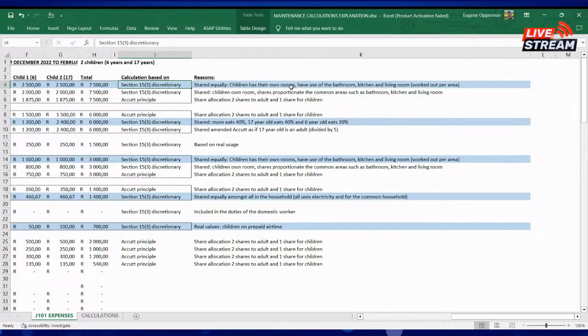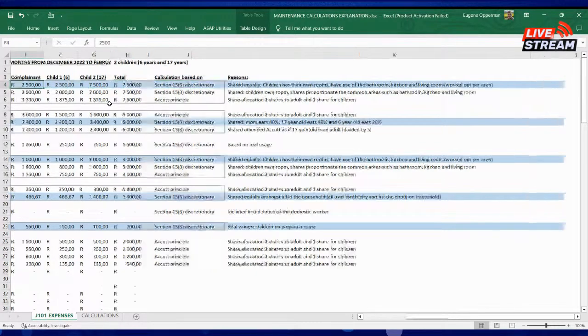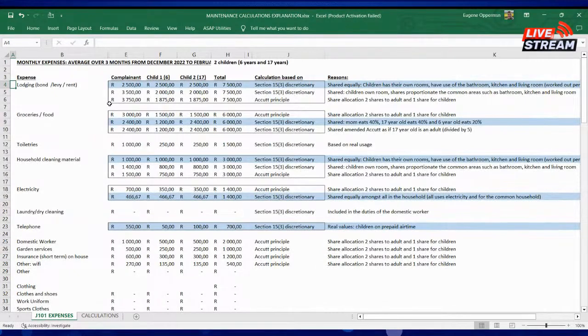So if we work that out per square meter or per area, then it could be considered fair that each and every child needs to pay their share, or it should be shared equally. If one does that, it means that you take the 7,500 Rand, the total amount, and you divide it by 3, and each party, the complainant and both children, each pay 2,500 Rand. Or there's another way that we could do that as well.